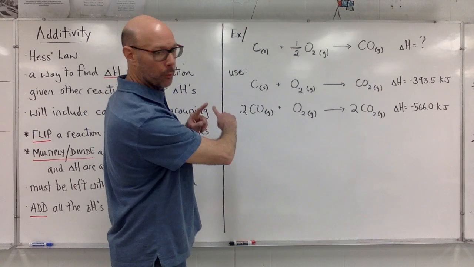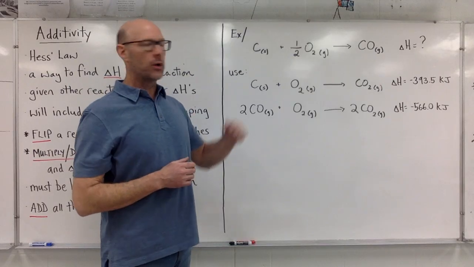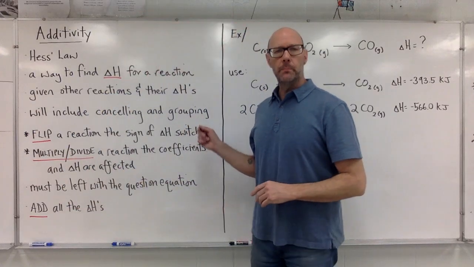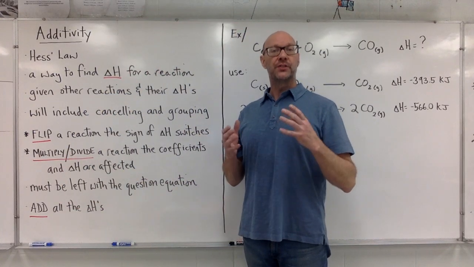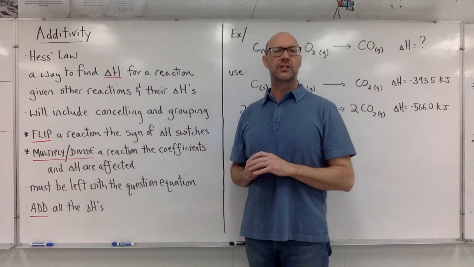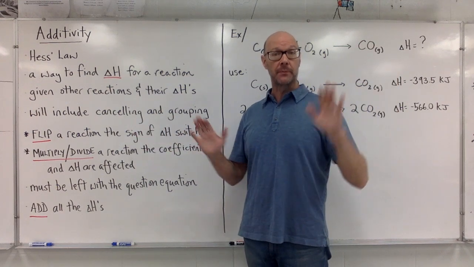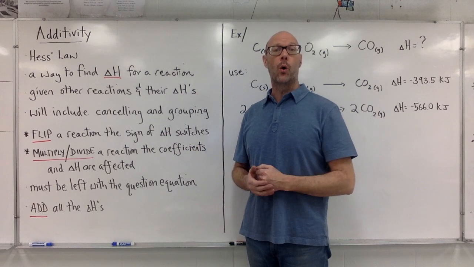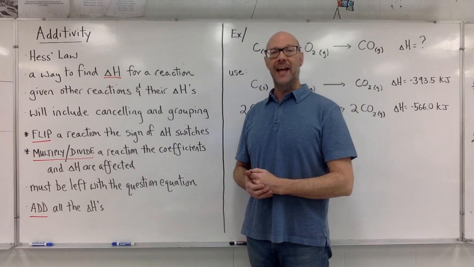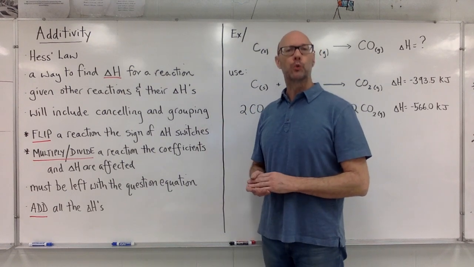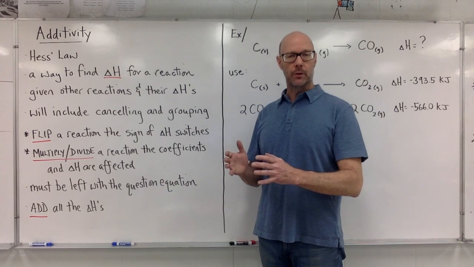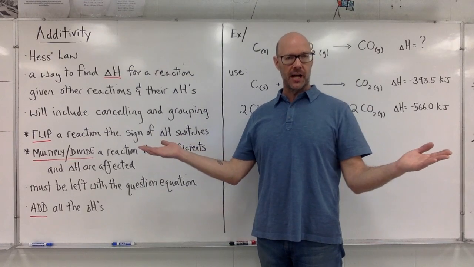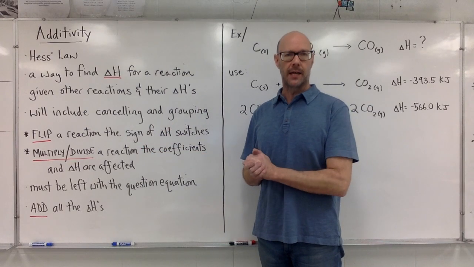What we're going to do is play around with these other equations so that we can find the delta H of our question reaction. There's always going to be some canceling if we have the same chemical on opposite sides of the arrow. They're going to be in different lines, but if we have the same chemical on opposite sides of the arrow, we'll cancel. That canceling could be complete or partial canceling. And another tool in our toolbox is we might be grouping terms. If we have the same chemical on the same side of the equation, we're going to group them together. Opposite sides cancel, the same side groups together.